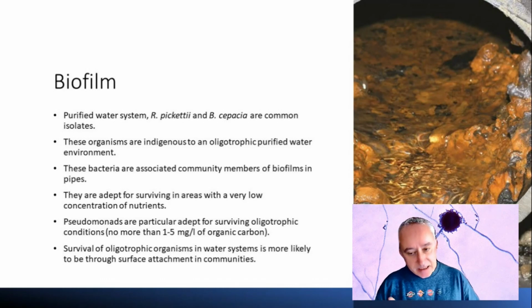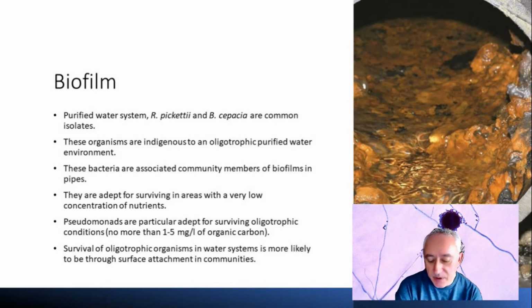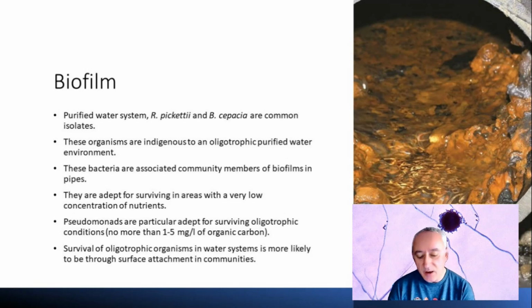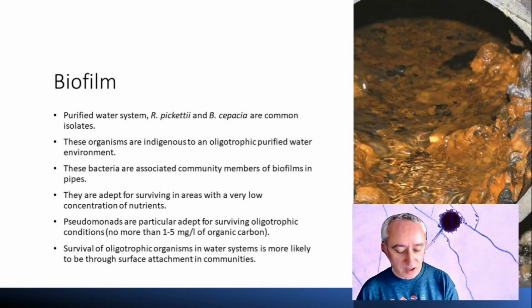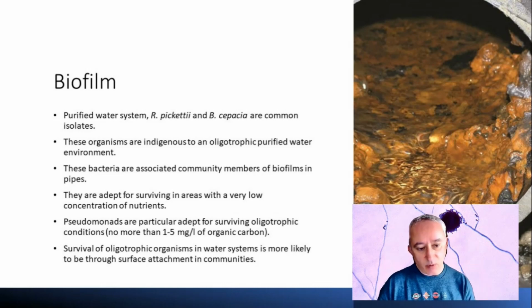Ralstonia pickettii, for example, is an associated community member of biofilms in pipes, along with non-fermenting gram-negative rods, particularly pseudomonads. And whilst the majority of bacteria are trapped in biofilm, biofilms are a problem because they're constantly shedding clumps or individual cells, so we're going to get variable recovery patterns. So that's our first concern.